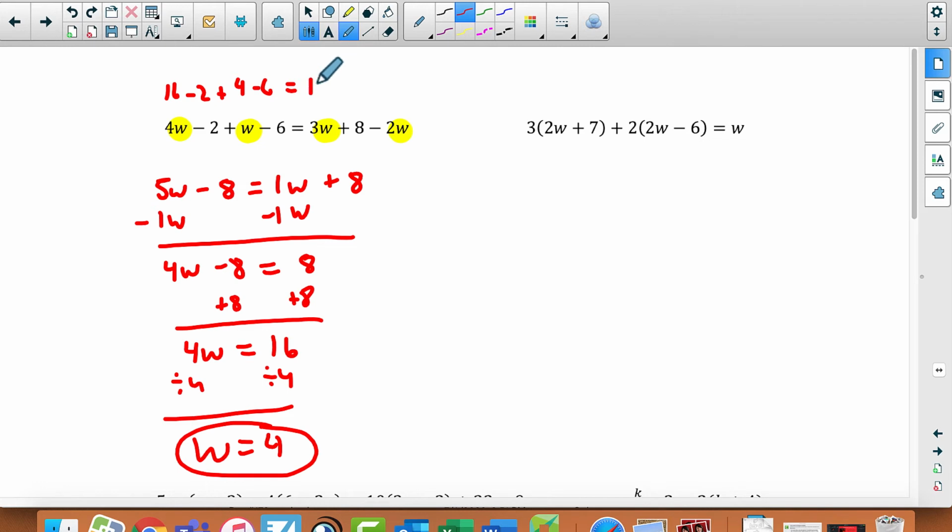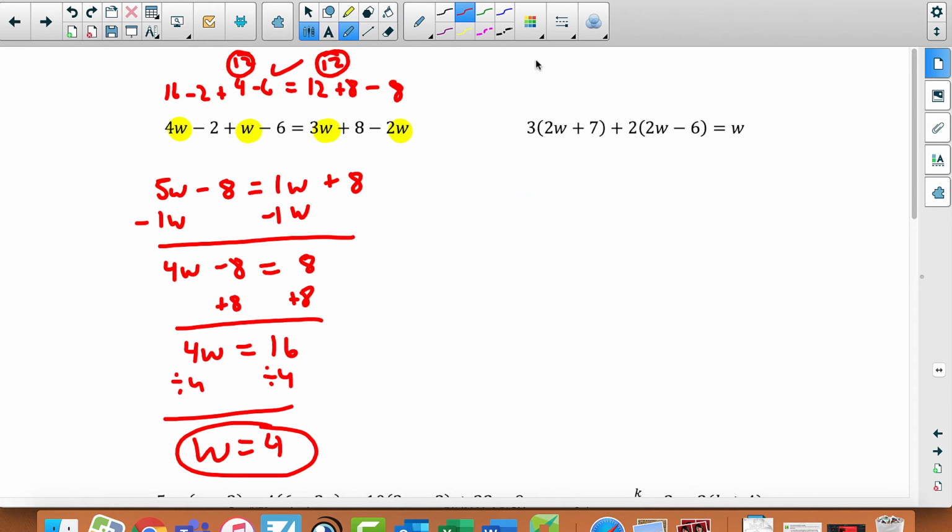3 times 4 is 12, plus 8 minus 2 times 4 is 8. Okay, on this side, 16 minus 2 is 14, plus 4 is 18, minus 6 is 12. On this side, 12 plus 8 is 20, minus 8 is 12. It worked out. I have this answer correct.